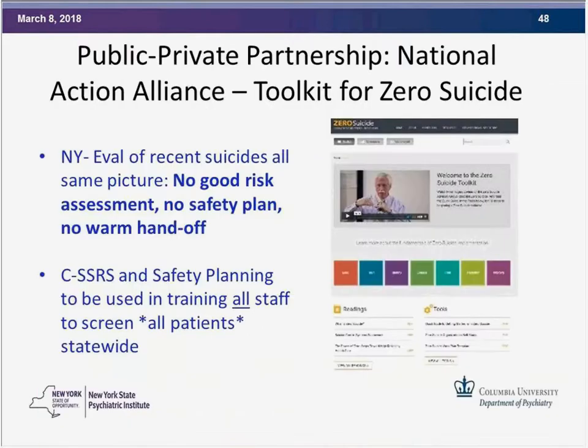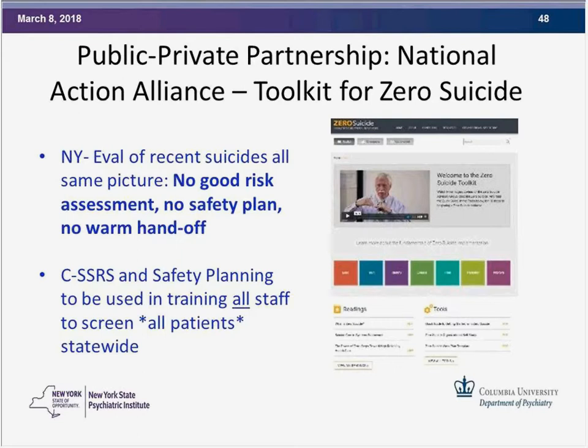And the CSSRS is now part of the Toolkit for Zero Suicide, which has been developed by the National Action Alliance for Suicide Prevention. And if you go to the National Action Alliance's website, to their Toolkit for Zero Suicide, you'll see that the CSSRS is part of the program that they recommend for evaluating risk.